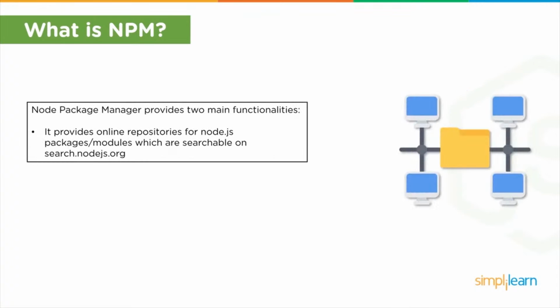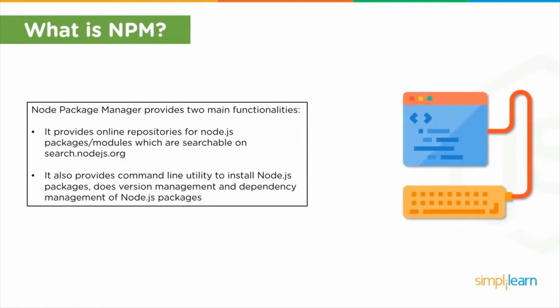The Node Package Manager itself really has two key functionalities. The first is that it is a central repository for all packages and modules, which you can then search through online. You can go to search.nodejs.org and find all of the packages and modules that are out there. The second is that it's also a command line or terminal utility that allows you to install those packages. You can go through and see the version management and dependencies within those packages, and you can control the packages themselves.